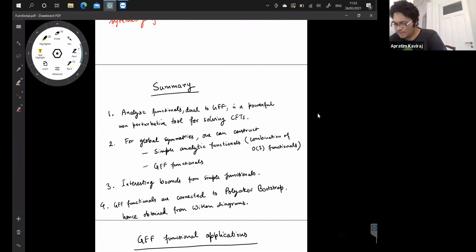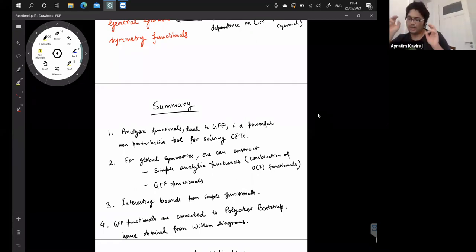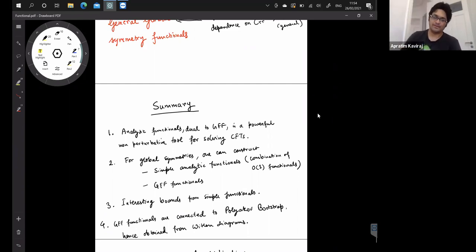So I showed you that analytic functionals, which are dual to GFF, can be constructed. This means that it trivializes the generalized free field CFT, and it's a very powerful non-perturbative tool for solving CFTs, but also you have an analytic understanding of the picture.